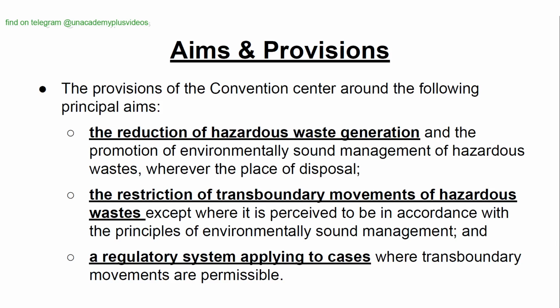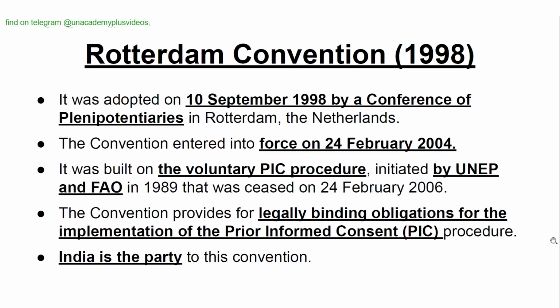Aims and provisions. The provisions of the convention center around the following principal aims: the reduction of hazardous waste generation and the promotion of environmentally sound management of hazardous waste wherever the place of disposal, the restriction of transboundary movements of hazardous waste except where it is perceived to be in accordance with the principles of environmentally sound management, and a regulatory system applying to cases where transboundary movements are permissible.